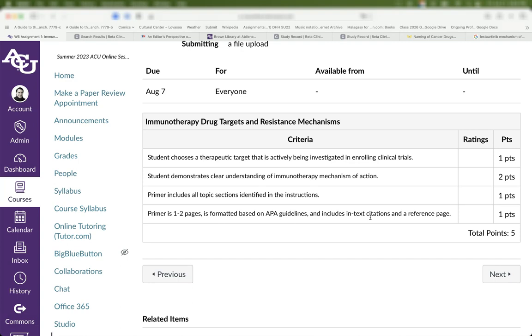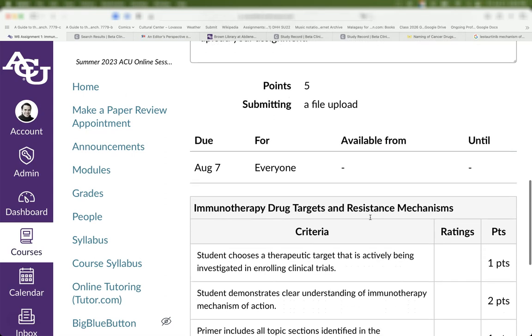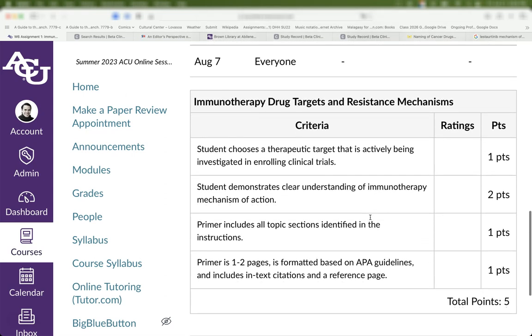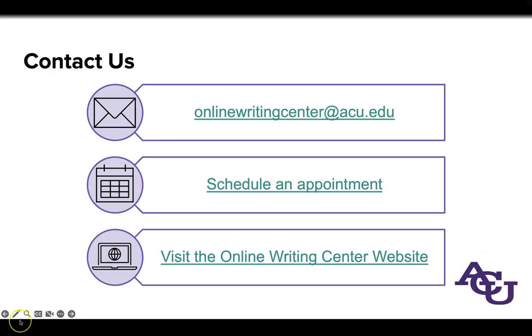So lastly, make sure you check the rubric. It is telling you, again, make sure it's an active investigation, make sure that you are describing the mechanism of action, and make sure that you have all of those sections there, including citing your sources and having a references page. So this concludes our discussion for today.